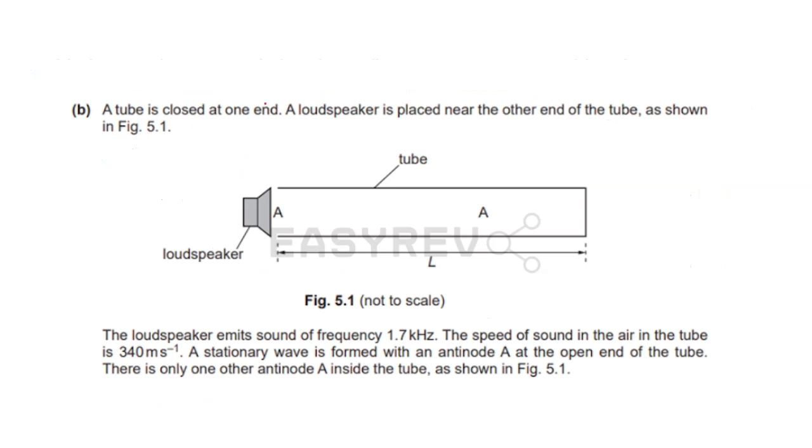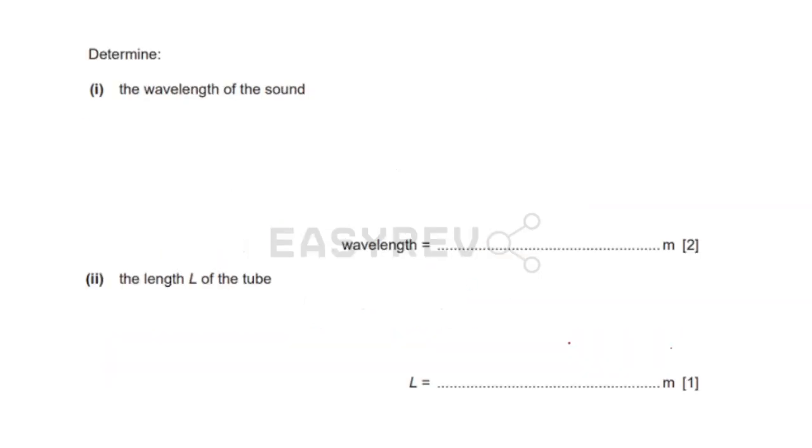A tube is closed at one end. A loudspeaker is placed near the other end of the tube as shown in figure 5.1. The loudspeaker emits sound of frequency 1.7 kHz. The speed of sound in the air in the tube is 340 meters per second. A stationary wave is formed with an antinode A at the open end of the tube, and there is only one other antinode A inside the tube as shown in figure 5.1. The first part says to determine the wavelength of the sound.